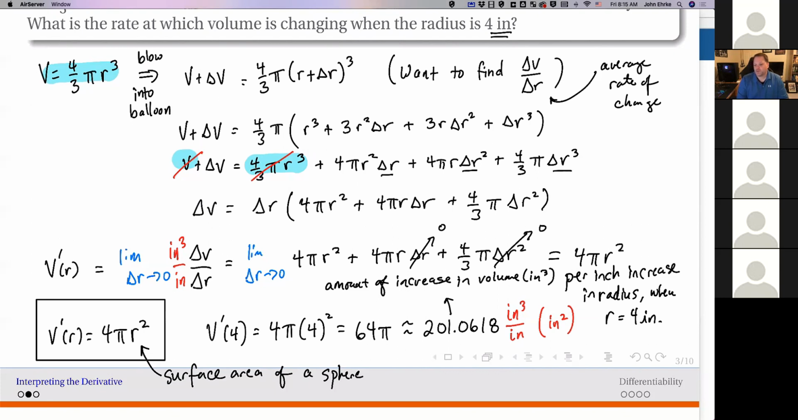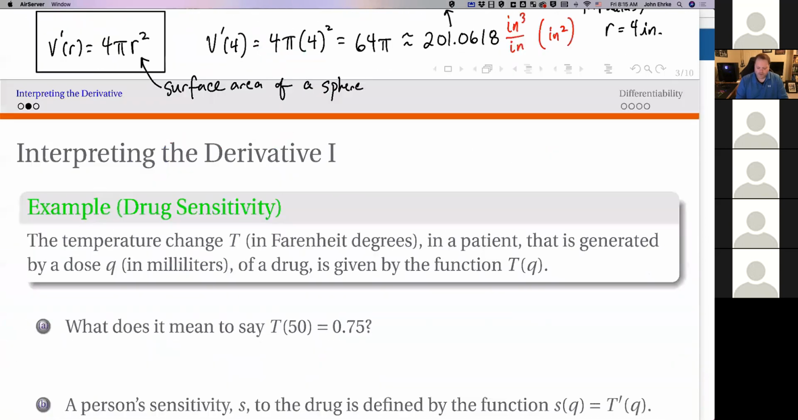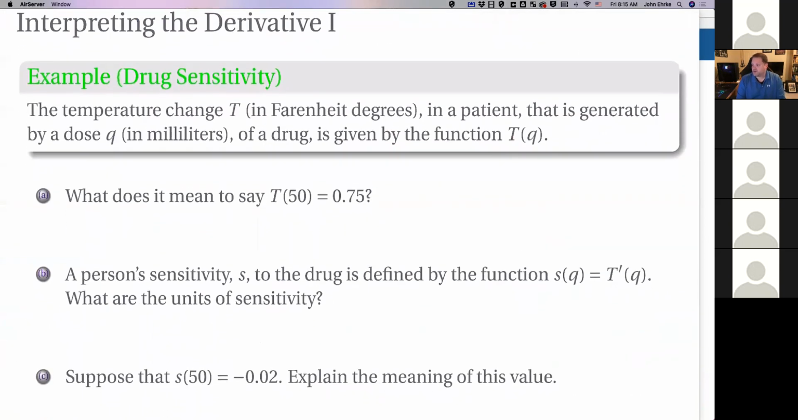All right, so let's see if we can do some more examples to make sure we understand what the units are with derivatives, like what the context is here when we're calculating them. So here I have an example that's related to what we call drug sensitivity, which is the temperature change that occurs in a person based on dosing them with a drug. So the units here for temperature, T, are degrees Fahrenheit, and the dosage is in milliliters. So degree temperature of a patient in terms of the dosage that is administered.